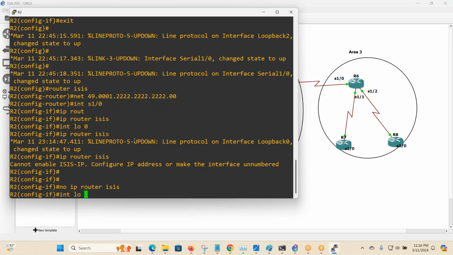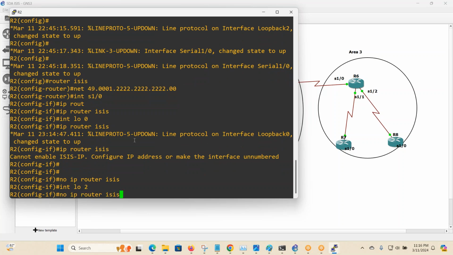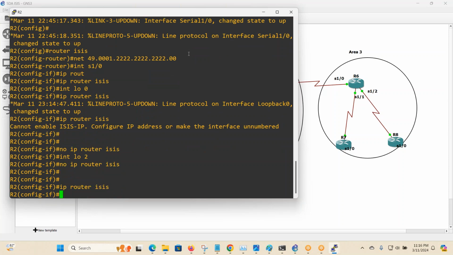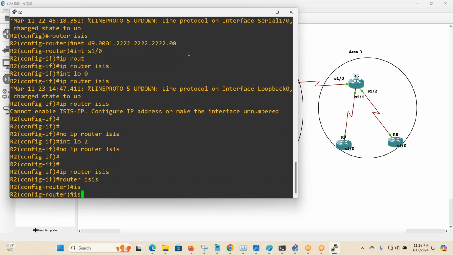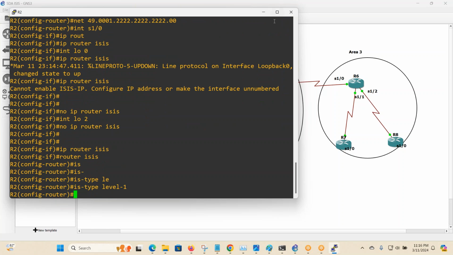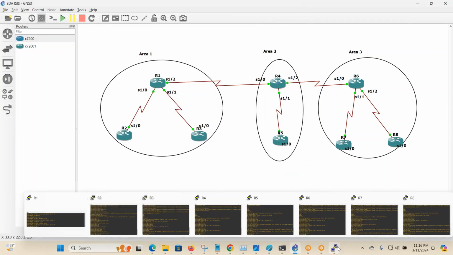The interface loopback 2, IP router ISIS. So under the router ISIS, we can set the IS type. So IS type level 1. So now we can go to R3.